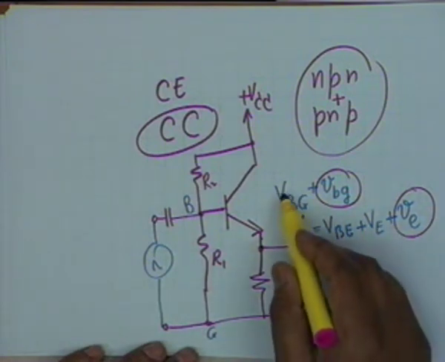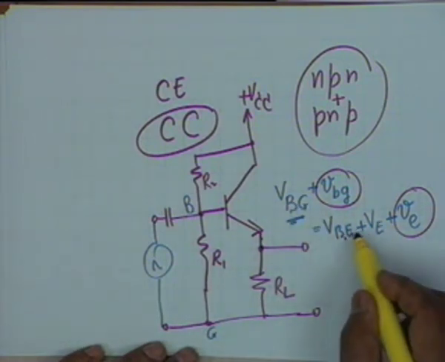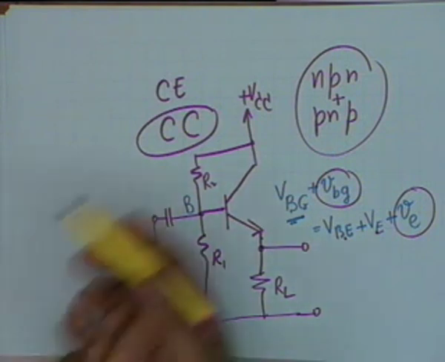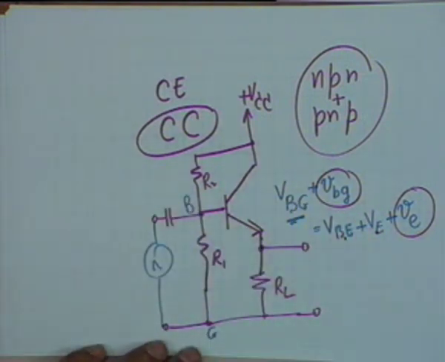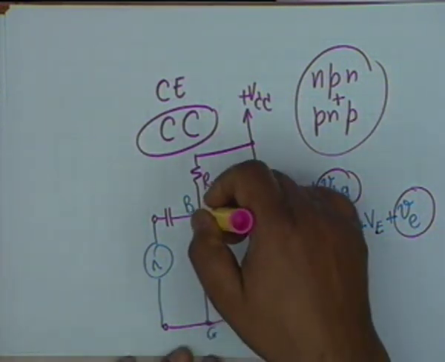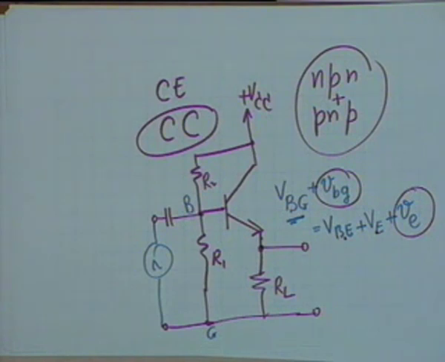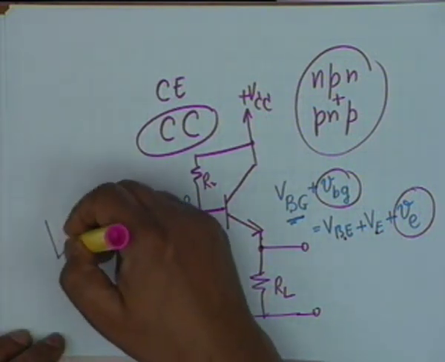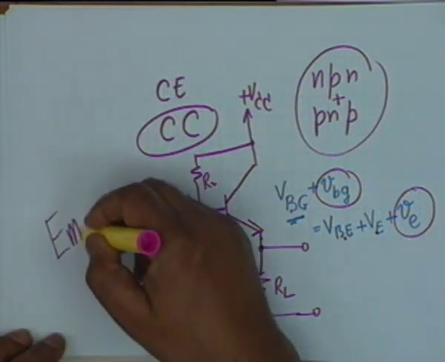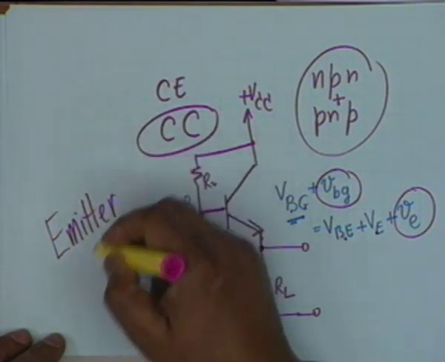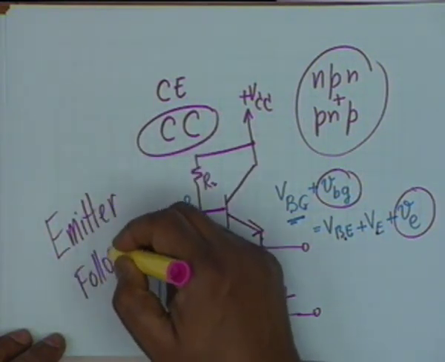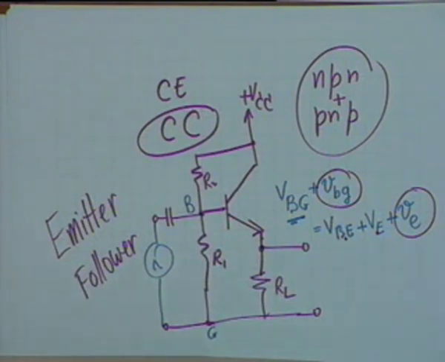As far as DC is considered, VBG is equal to VBE plus VE. Alright. In absence of a signal, this is what will happen. In the presence of a signal, whatever you apply between B and G shall now appear across RL. And therefore this circuit is also given the name emitter follower, which means that the emitter voltage follows the base voltage.